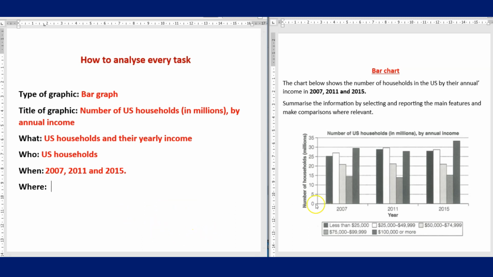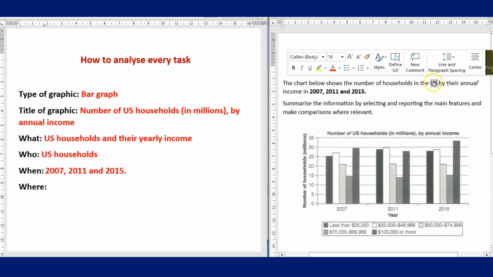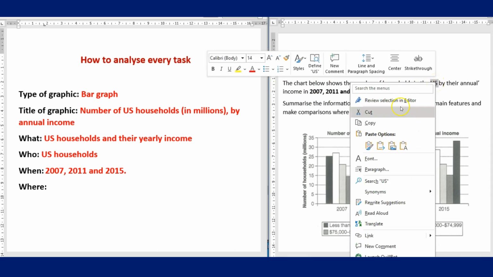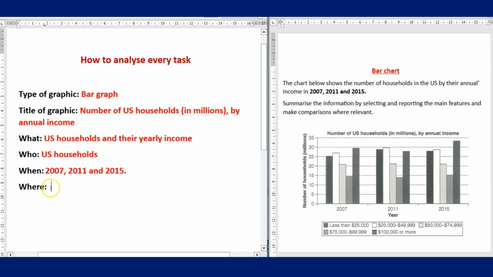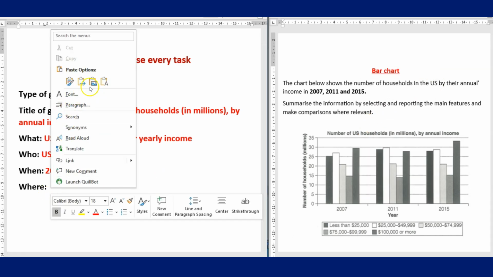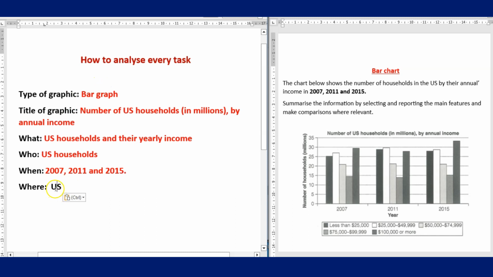All right, and finally where. Okay, so basically the place. So we know we are taking it in the US. Okay, so that is exactly what it will be. So the United States of America. So that's where the survey took place. So this is how you go about the analysis.